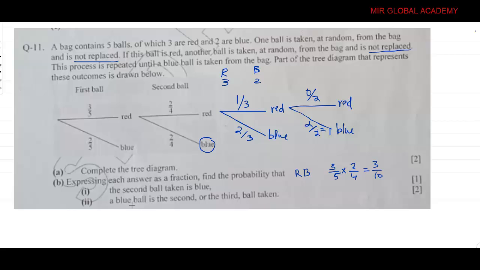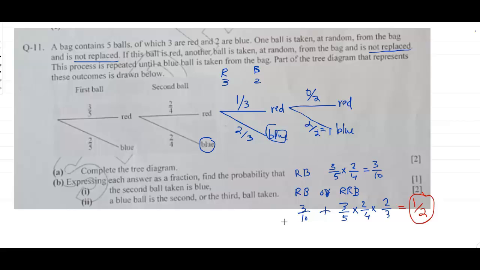If the blue ball is the second, it will be the case red blue, or if it is the third ball, then it will be the case red red blue. We have already found the probability of red blue here, 3 over 10. So whenever there is an or, it means plus. So in this path, the red has probability 3 over 5 times 2 over 4 times 2 over 3. And after this calculation and simplification, the final answer is 1 over 2.